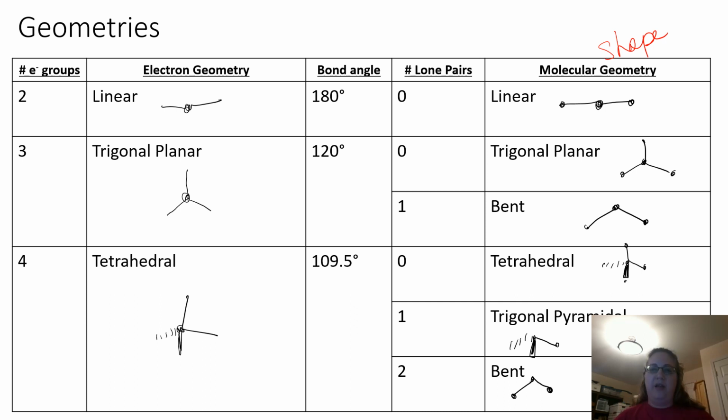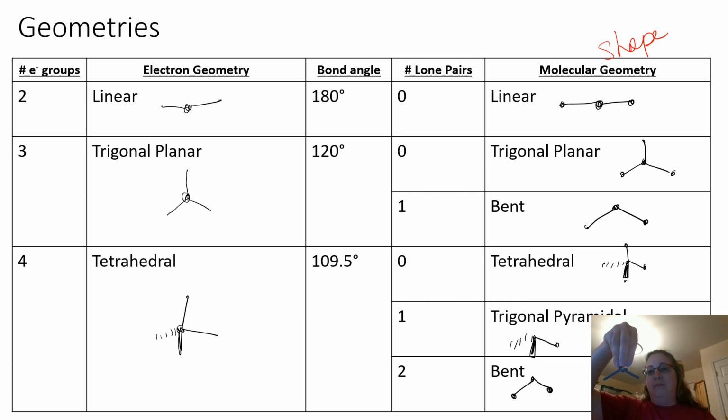If in this trigonal planar shape I have one lone pair, the way I'm going to denote a lone pair on my model kit is this nice little red sphere up here. That's what denotes a lone pair. If I have one lone pair, that means I only have two atoms attached. With those two atoms, I see this nice bent shape. Remember, when we define shape, we're going to ignore anything that is not an atom. We're only going to focus on the atoms for our shape. So we see that we have this nice bent shape.